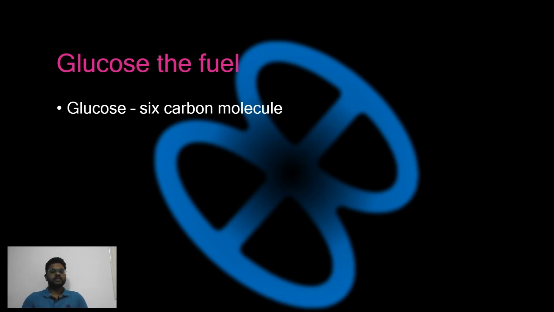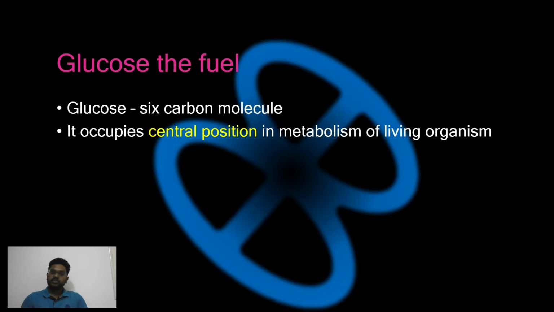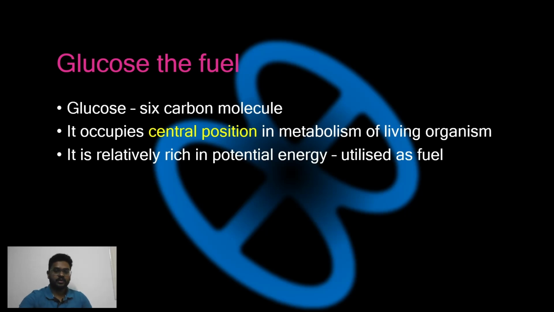So we know glucose is a 6 carbon molecule. It is a sugar molecule with 6 carbons. There are a lot of other sugar molecules with 6 carbons, but they are not the central pathway. It is the glucose metabolism that occupies a central position, and all the other sugar molecules somehow feed into the glucose metabolism, and they get metabolized in the same steps as glucose. So they have to feed into the metabolism. But glucose occupies the central position.